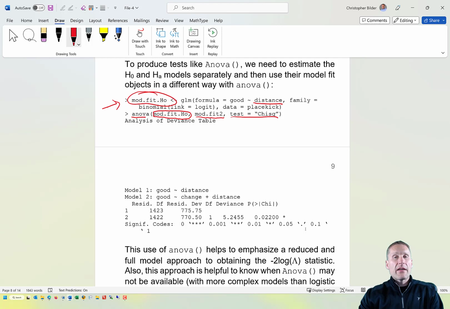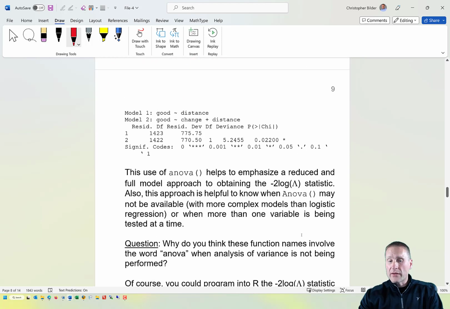And so now R behaves the way we would want it to behave. It does a test for change alone. So notice this 5.2455 there. That's exactly the same -2 log lambda statistic that we've seen before with the capital Anova function when we were performing a test for change.